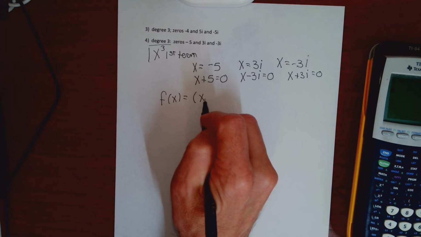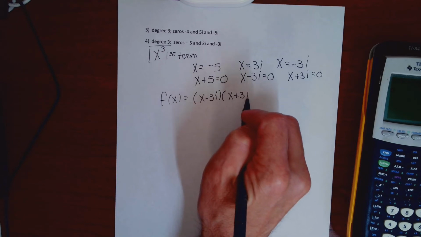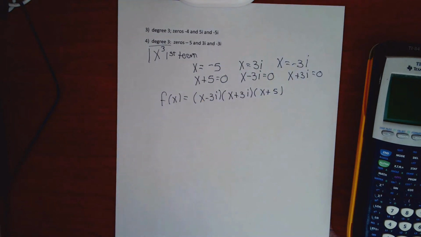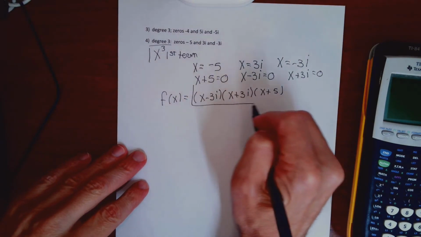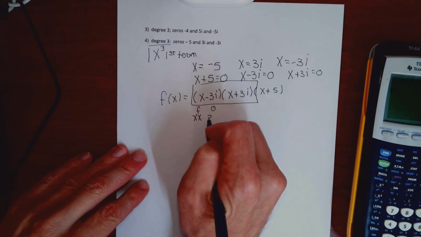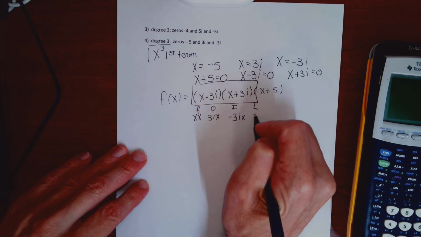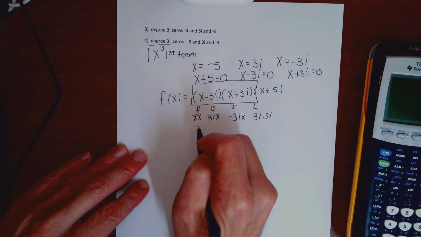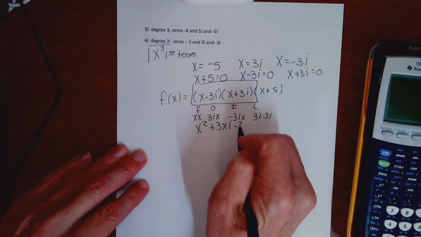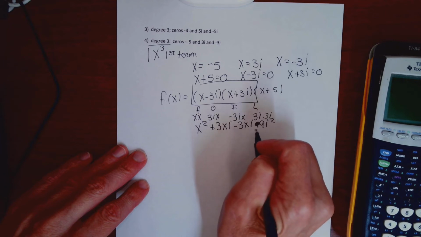The best idea in doing this is to do the multiplication in an order that makes your work easiest. That's to do the i bits first. Now I'm going to start and do this multiplication, do my firsts, outers, inners, and lasts. And this multiplication gives me x squared plus 3xi minus 3xi plus 9i squared, actually minus 9i squared.